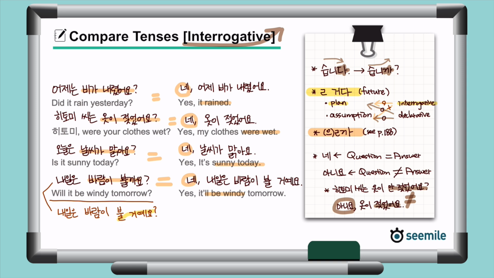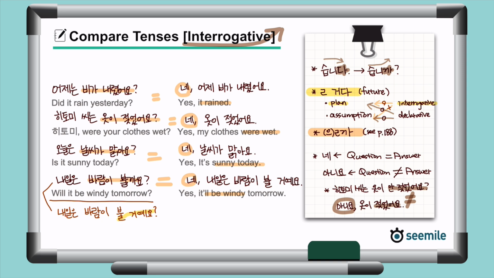Before moving on to the next step, please repeat after me out loud to help you become more familiar with the sentences we just practiced. 어제는 비가 내렸어요? 네, 어제 비가 내렸어요. 히토미 씨는 옷이 젖었어요? 네, 옷이 젖었어요. 오늘은 날씨가 맑아요? 네, 날씨가 맑아요. 내일은 바람이 불까요? 네, 내일은 바람이 불 거예요.